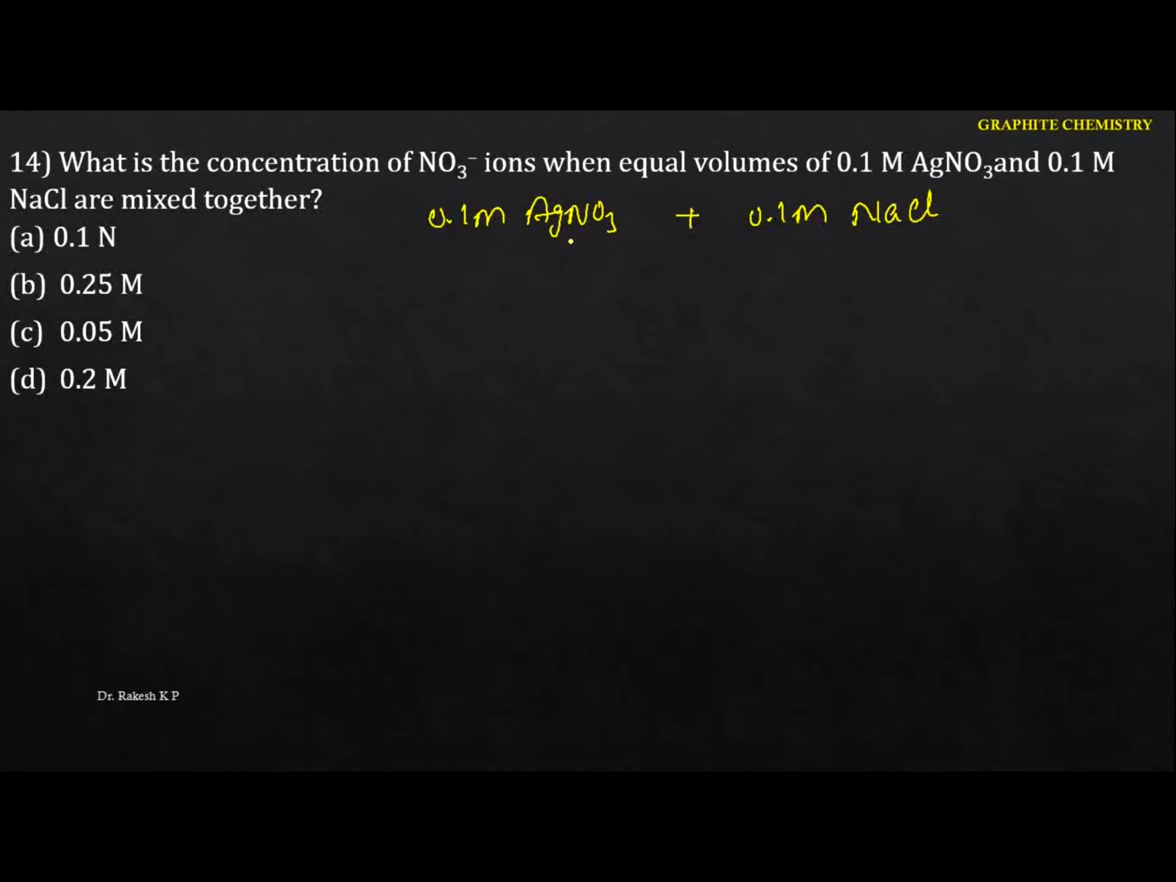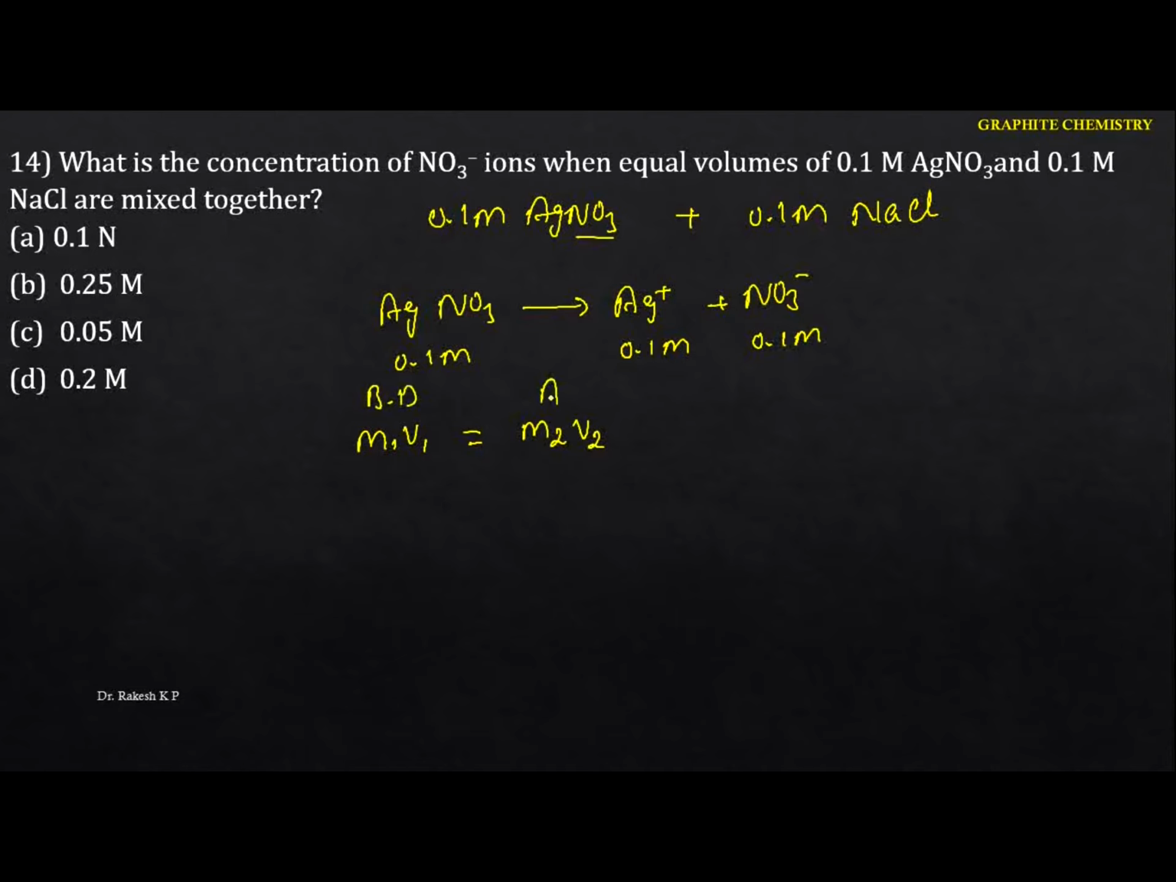Here, what you have to identify is the concentration of the nitrate. Let me write this here. If you take AgNO3 and mix it with 0.1 molar sodium chloride, we can identify Ag+ and NO3−. The initial concentration is 0.1 molar, and here also 0.1 molar. Now let me take the dilution equation, M1V1 = M2V2, where M1V1 is before dilution and M2V2 is after dilution.